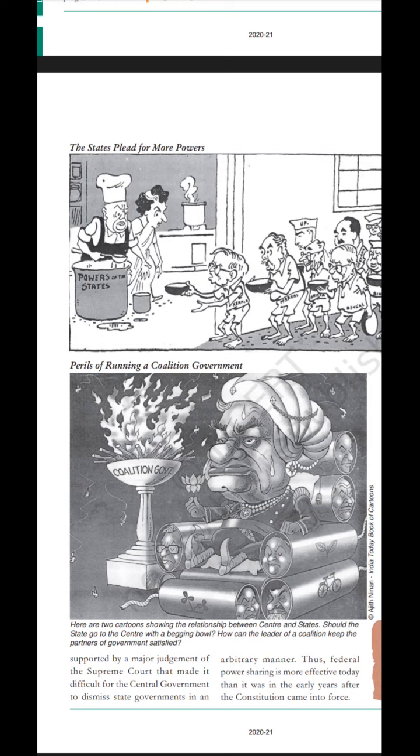Coalition government. Here are two cartoons showing the relationship between center and states. Should the state go to the center with a begging bowl? How can the leaders of a coalition keep the partners of the government satisfied?